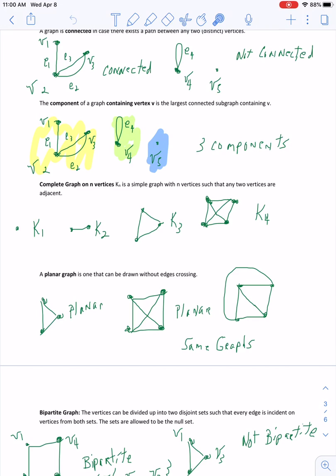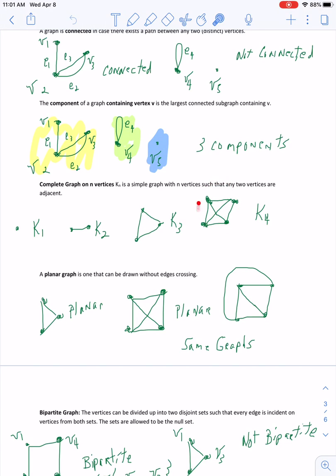What does K2 look like? Well, K2 has two vertices. And remember, any two vertices have to be adjacent. Also remember, it's got to be a simple graph, so I cannot have any loops or parallel edges. So that means K2 looks exactly like this. Two vertices and an edge between them. Okay, what about K3? Well, K3 is three vertices, and remember, any two vertices have to have an edge between them. So K3 looks like that. It turns out to have three vertices and three edges.